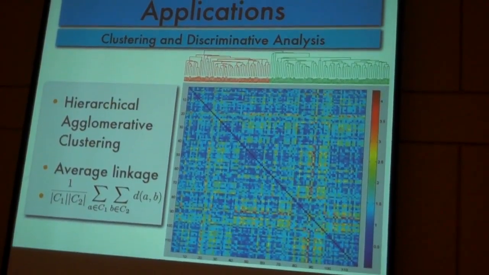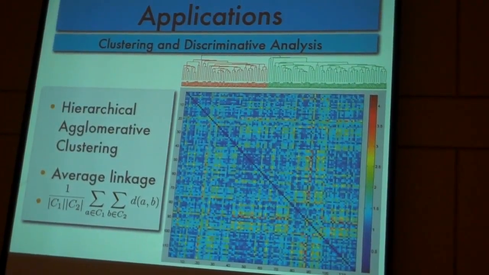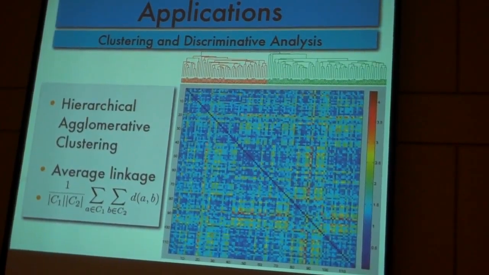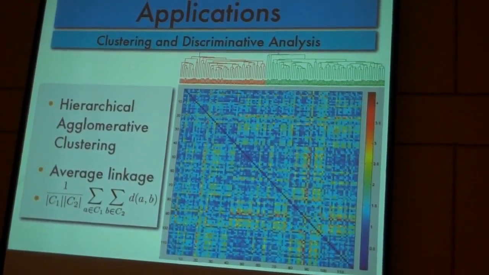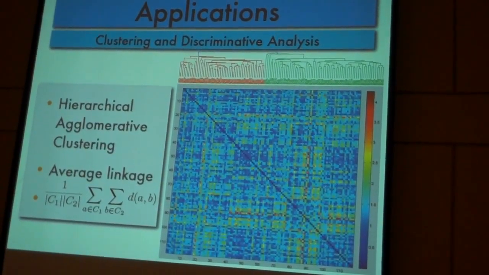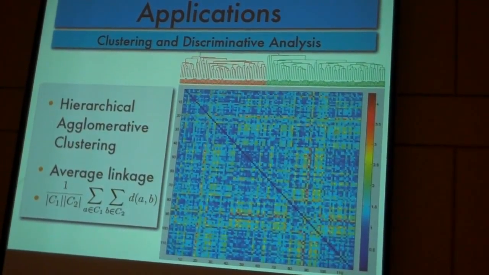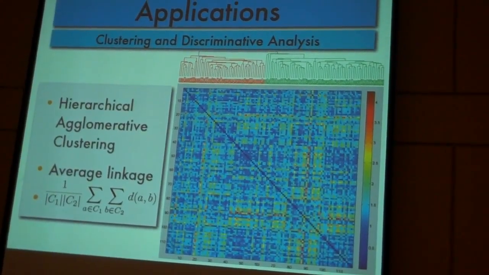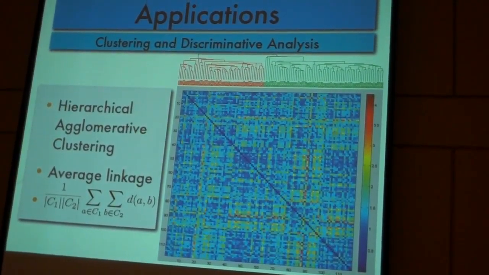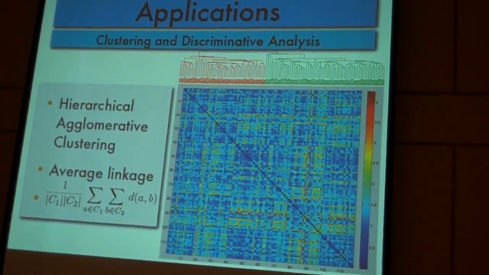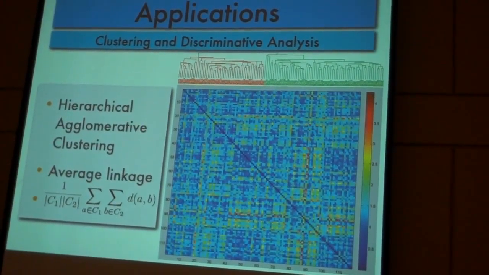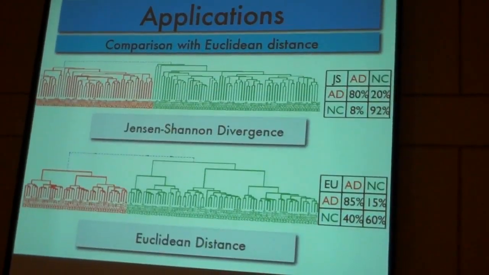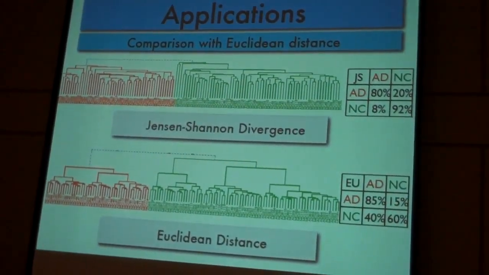So what we did here was, for each of the brains, we had a cortical parcellation and computed those features, and computed a distance matrix based on the Jensen-Shannon divergence. And this is the actual distance matrix for the 117 subjects. And then we did a hierarchical clustering based on average linkage and found a dendrogram. So let's view this dendrogram in more detail.